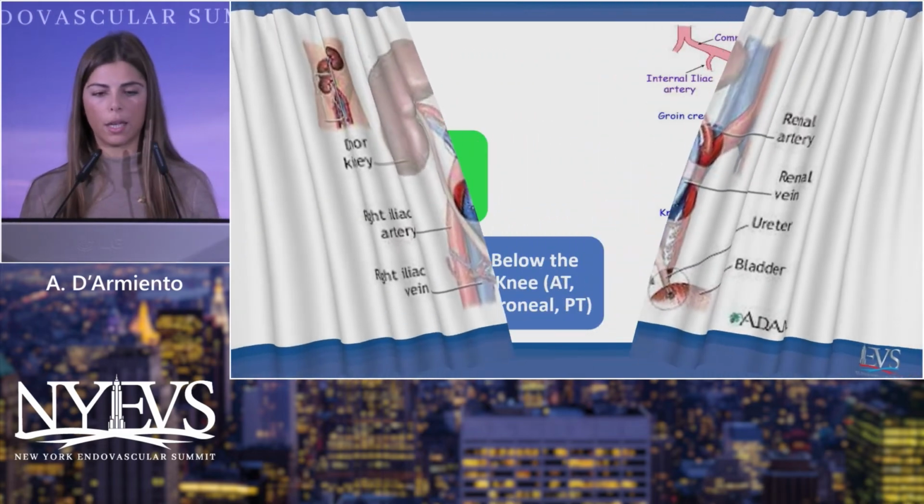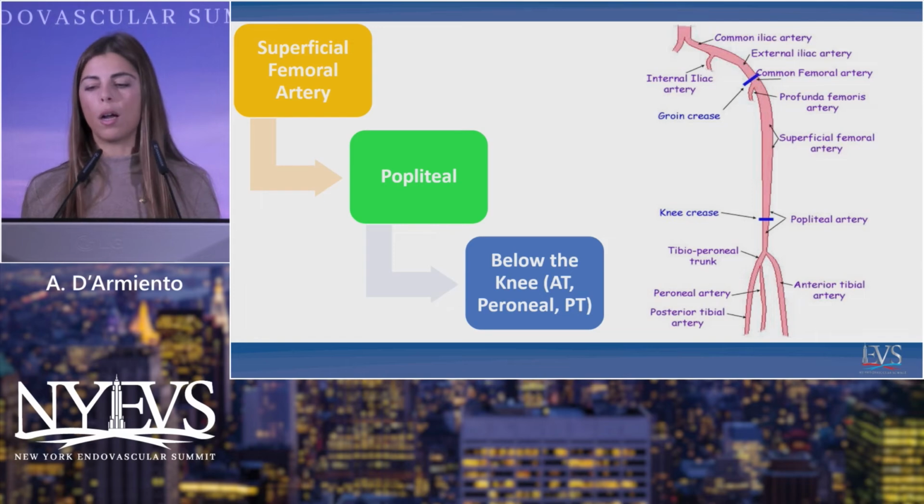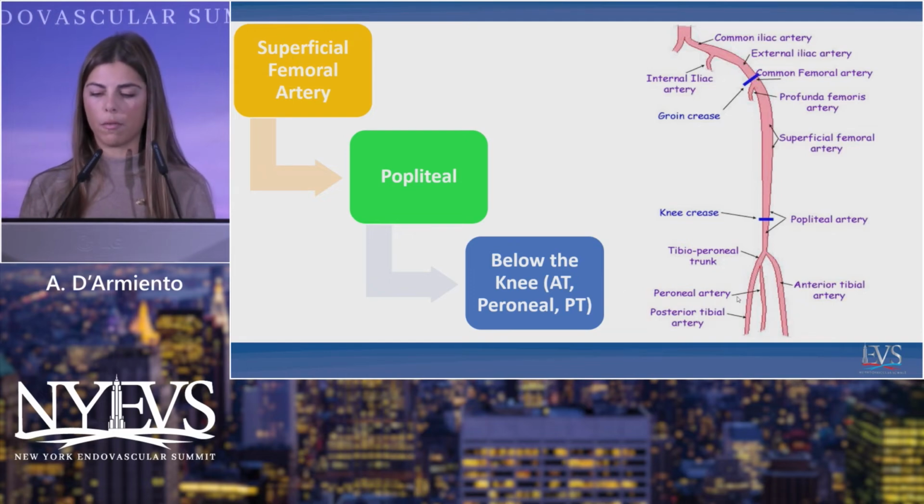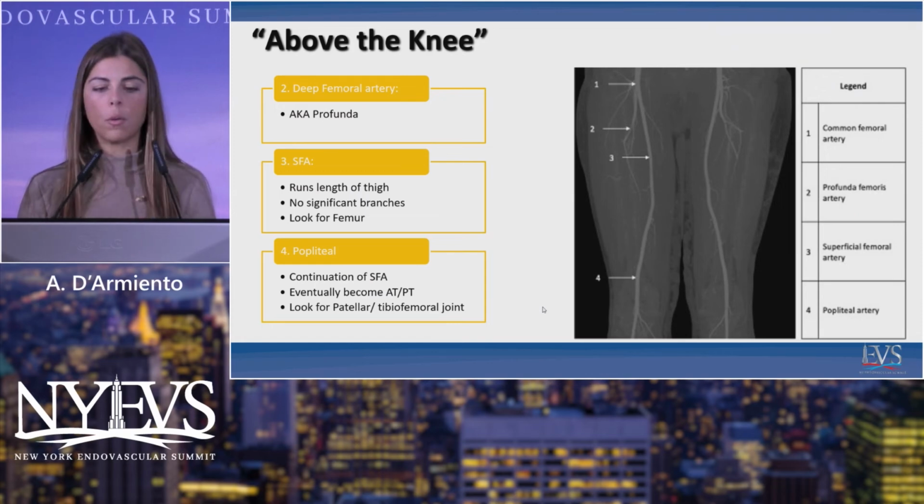Okay, so moving on down to the leg, we talked about the common femoral artery, and that bifurcates again into the profunda, which is this branch here, and then the SFA, which then eventually creates the popliteal, and then once we get below the knee, we have our trifurcation: AT, peroneal, and PT. So above the knee, we'll talk one more time about this bifurcation.